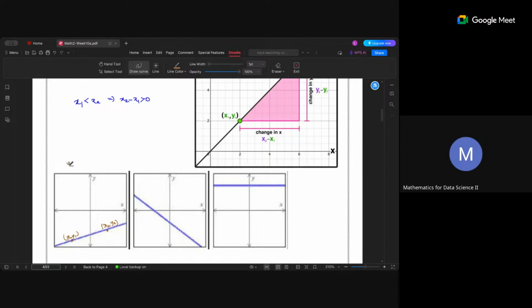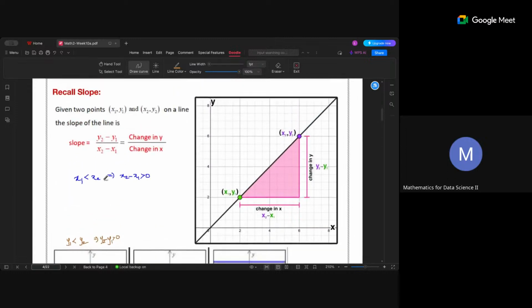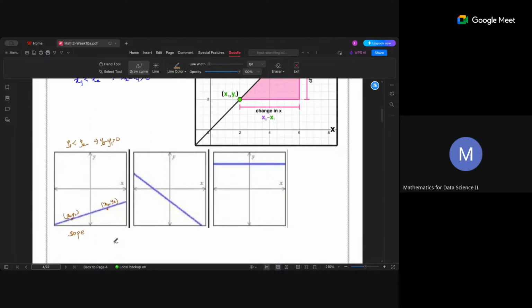Now what can you say about y1 and y2? y2 is greater than y1. Yes, so in that case y2 minus y1 is greater than 0. So in this case, what will happen to the slope? You see that the numerator as well as the denominator are both positive. So what will happen to the slope? The slope is also positive. Positive slope, right?